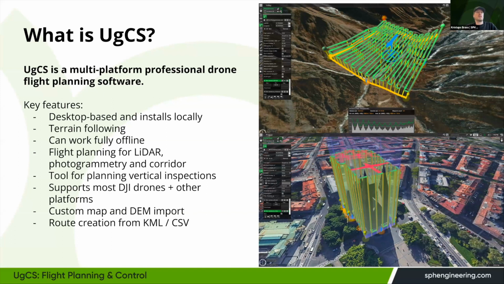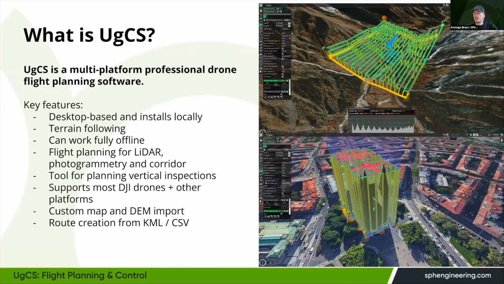So also UgCS installs locally. So you use it on your computer. You can use it on Mac as well as Windows systems. So everything installs locally, and plus you can also use it fully offline. So you can cache the maps as well as elevation for offline use.